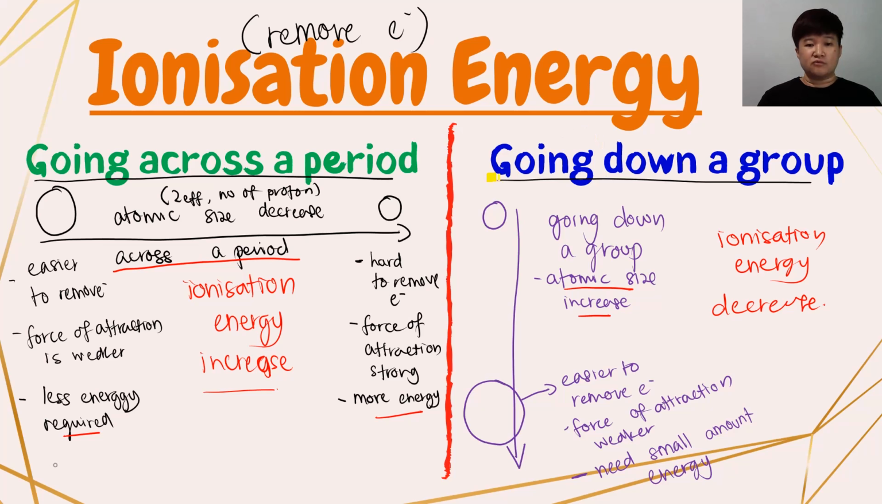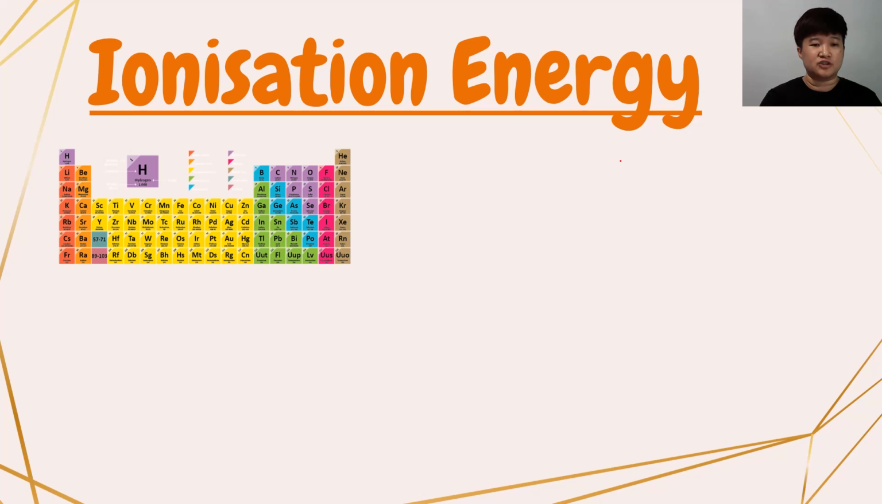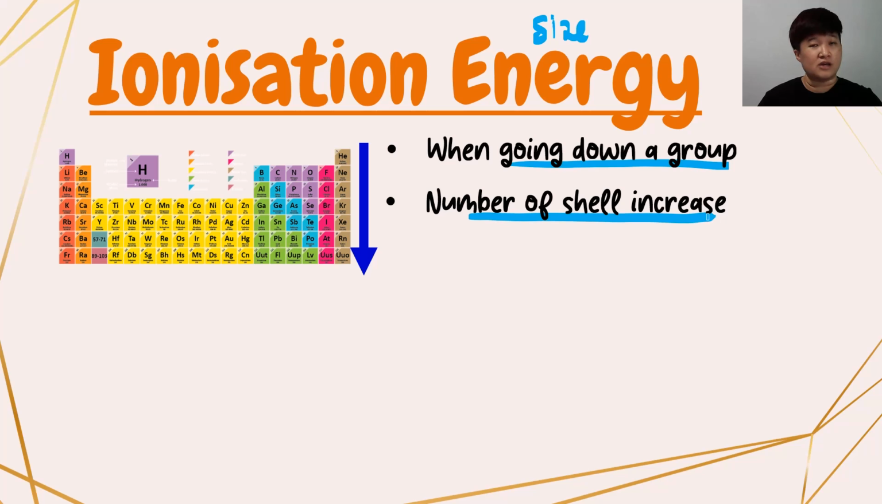So as a conclusion, when you go down a group, the ionization energy decreases, and when you go across a period, the ionization energy increases. And all this is because of the atomic size. And this is the conclusion of ionization energy when it's going down a group. When you're going down a group, what will be affecting the size? Bear in mind, when we are going down a group, we will talk about the number of shells increasing. When the number of shells increases, what is the factor affecting the size?